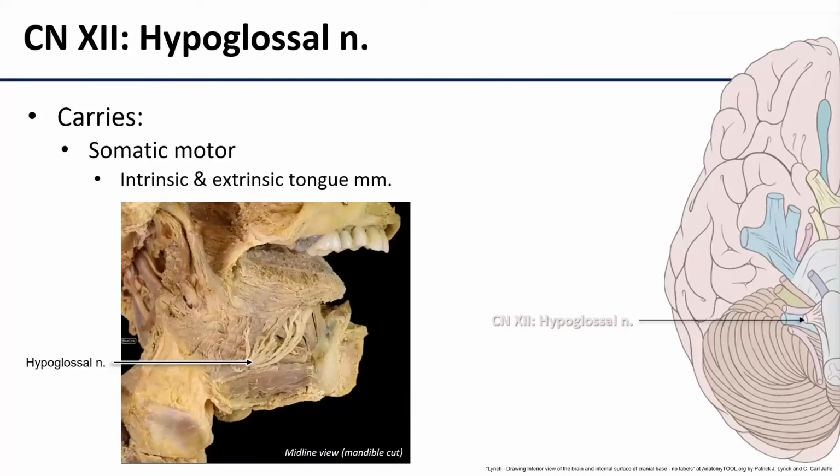And finally, cranial nerve 12 is the hypoglossal nerve, and it is also carrying purely somatic motor fibers. That hypo means below, and glosso refers to the tongue. So the hypoglossal nerve approaches these muscles of the tongue from an inferior position to provide them with somatic motor innervation.